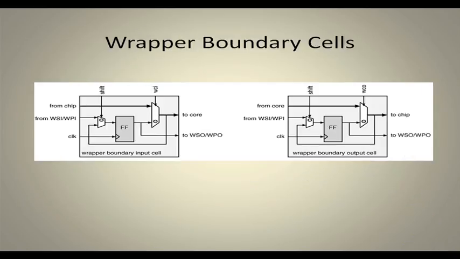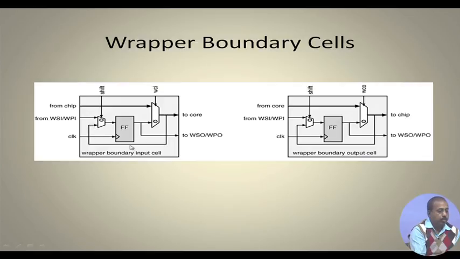So, this is the wrapper boundary cell structure, quickly looking into it. From the chip, this is the functional input, and we can have this WSI or WPI for serial input. They will be coming, and this shift bit will be given. If it is 0, then this WSI or WPI will be coming to this flip flop, and they will be loaded. Otherwise, if you want to load some functional value, then from the core, this value may be taken back and put here.